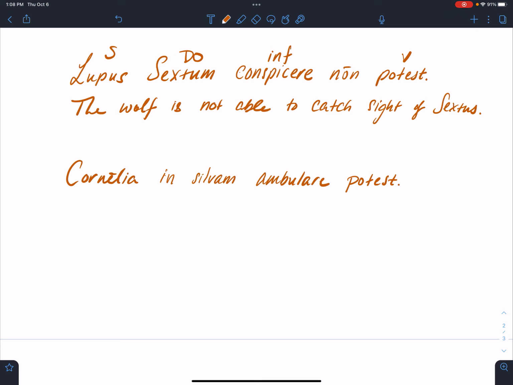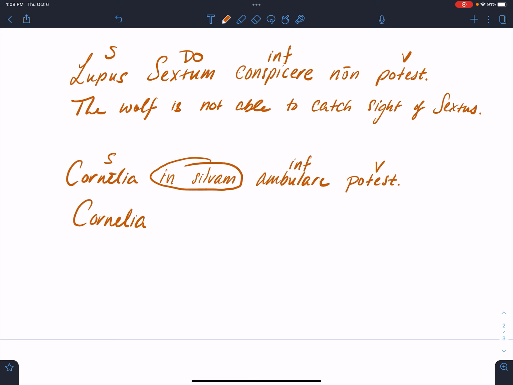Okay, who thinks they've got the markup? Alice. Cornelia is the subject, and silvam is the preposition. Great. Ambulare is the infinitive. Very good, exactly right. Okay, so let's trust our markup and let's translate in correct order. So, Cornelia, we're going to start with her. Is able to.